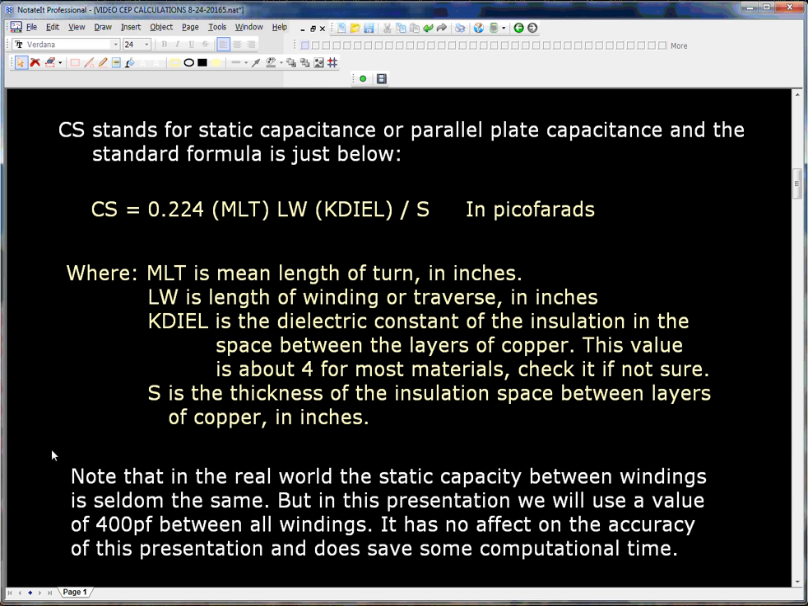Now in this particular presentation, note that in the real world the static capacitance between windings is seldom the same. But in this presentation we will use a fixed value of 400 picofarad between all windings to simplify the calculations. It has no effect on the accuracy of this presentation. Saves us some computational time.